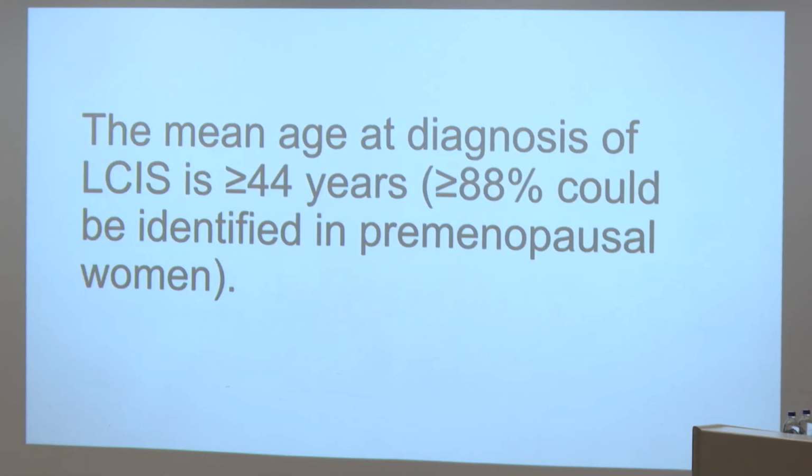The mean age of diagnosis of LCIS is more than 45 years. More than 88% could be identified as menopausal women. I mean, it's an entity mainly in reproductive age women. And most of these findings are hormonal positive, very rarely HER2 positive. Almost in all cases, HER2 is negative.